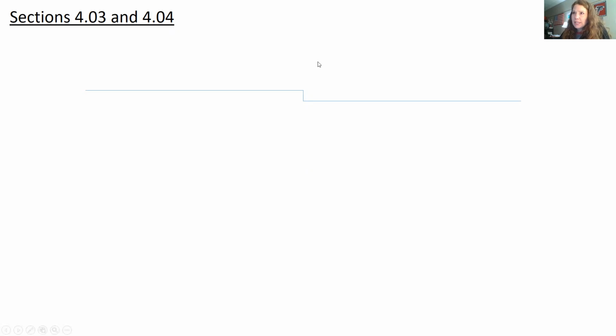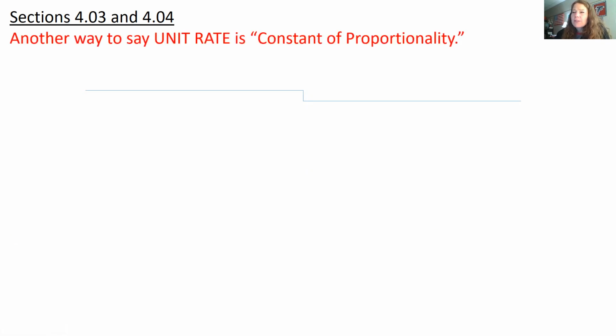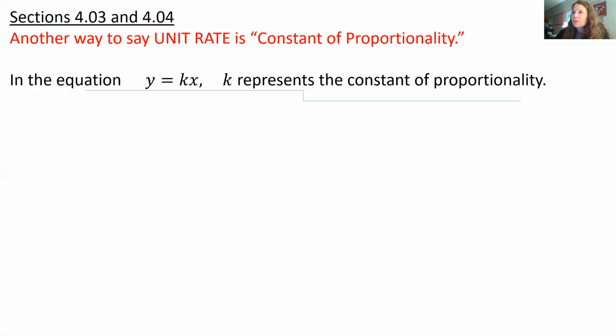All right, so let's talk about sections 4.03 and 4.04. We talked last week about unit rate, which is how much you would pay for one. Unit rate means for one. Another term for unit rate is the constant of proportionality. So that's what we're going to look at today.